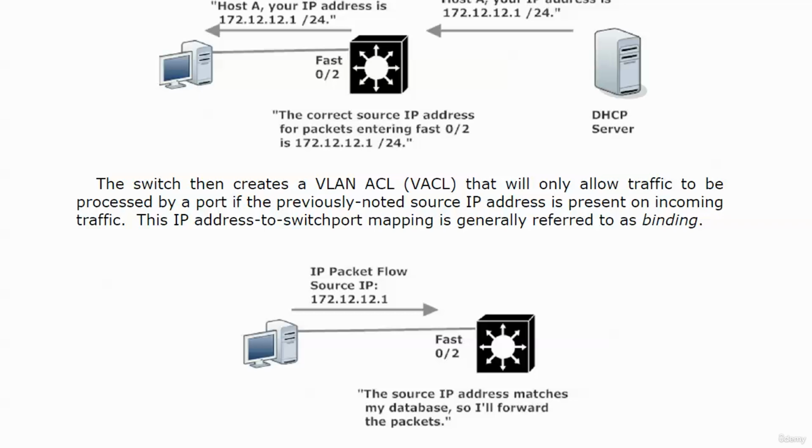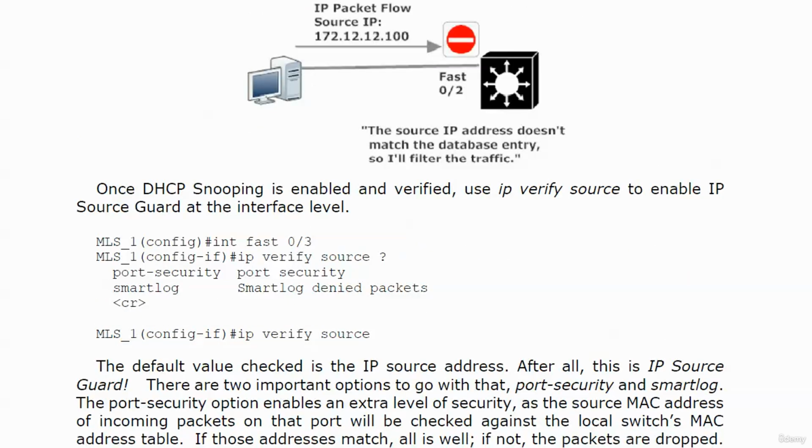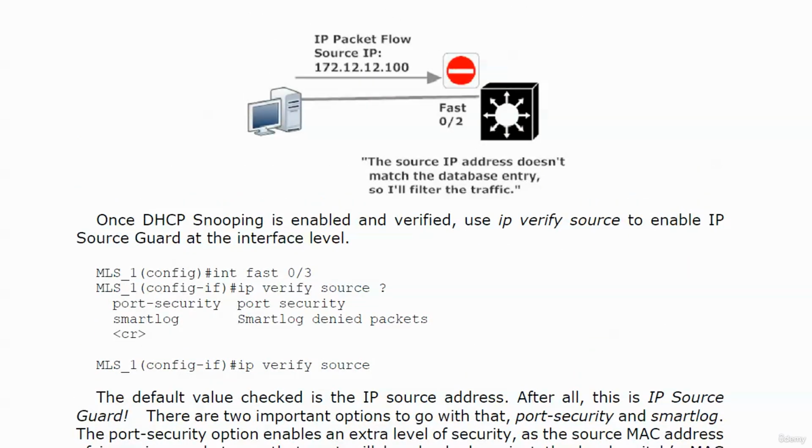Now what happens though if this address doesn't match? If the host is pretending to be another host, well, what happens then is the switch will drop incoming traffic that does not match up with the source IP address 172.12.12.1. It filters it, as we like to say in network land, which is a fancy way of saying that we're just going to drop it. That's really IP Source Guard. Now we're going to enable it and work with the bindings a little bit.